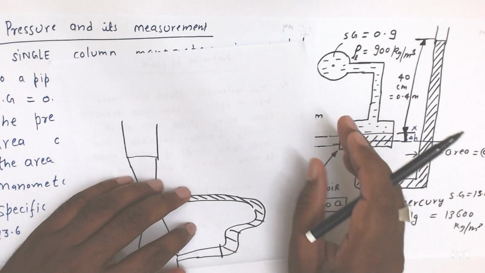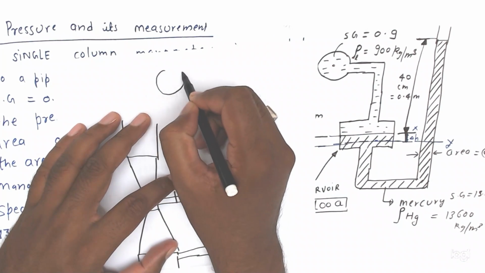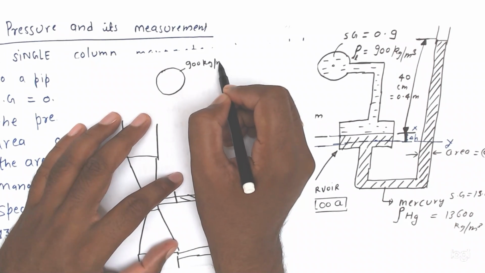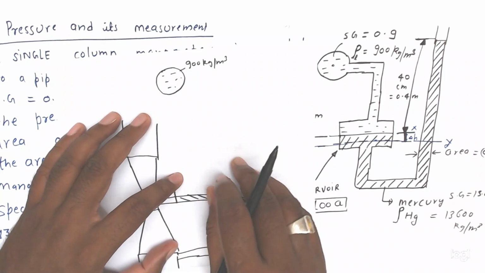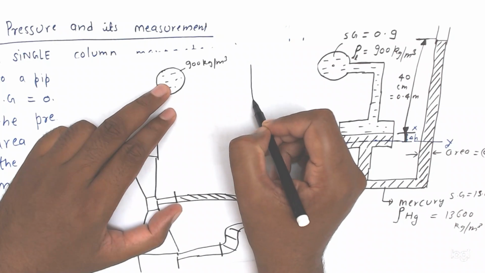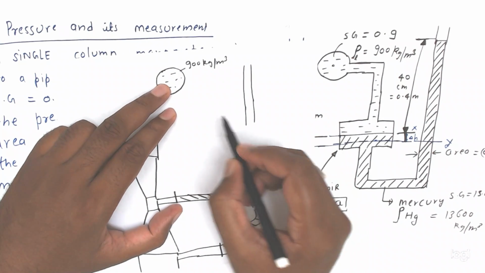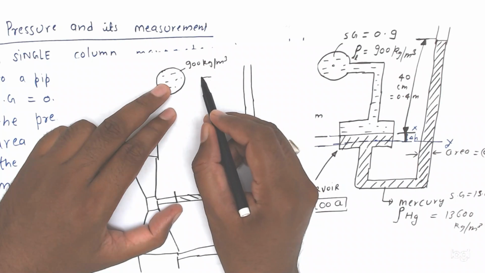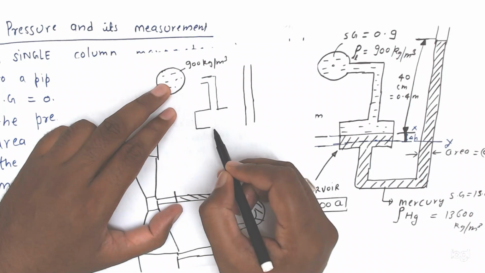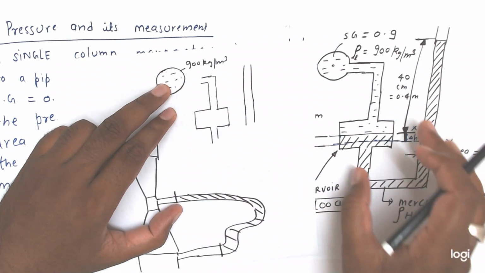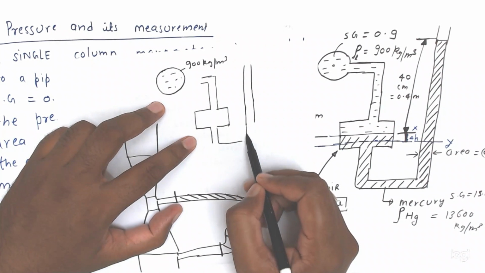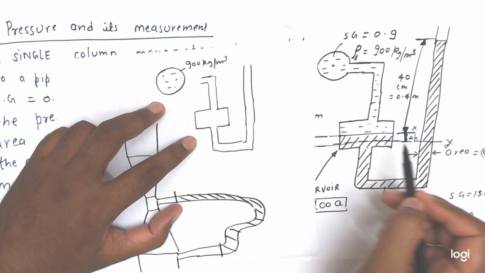See here. First, this is the pipe which is connected here, and the liquid is flowing with density 900 kg per meter cube. We want to measure the pressure inside the pipe, and this is the single column manometer. I am separating all these things. This is the pipe, this is the single column manometer. I will explain how it is connected and what is the meaning of the data.